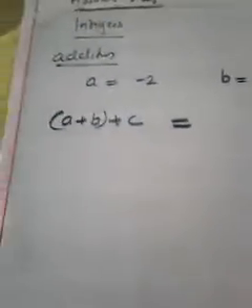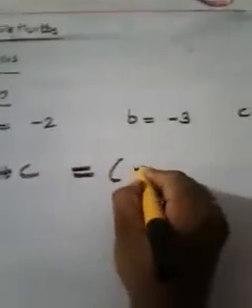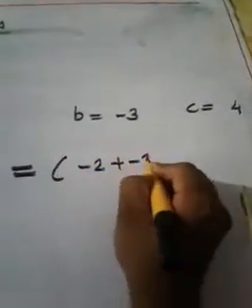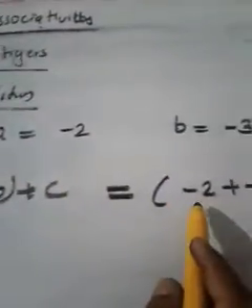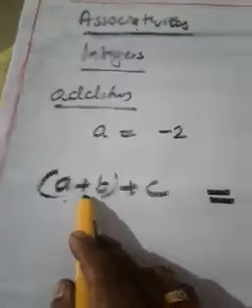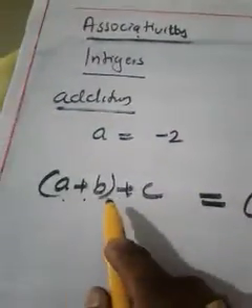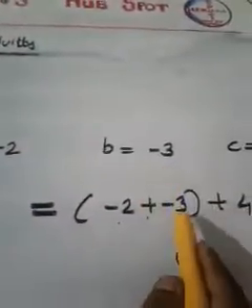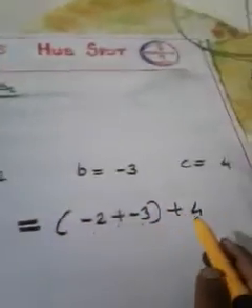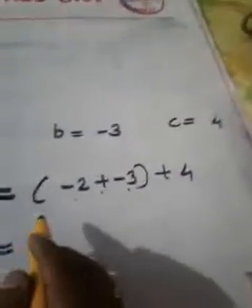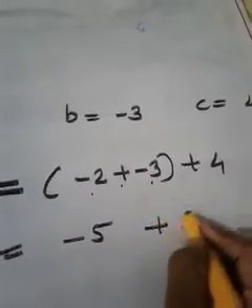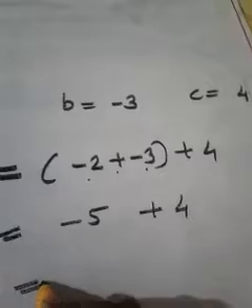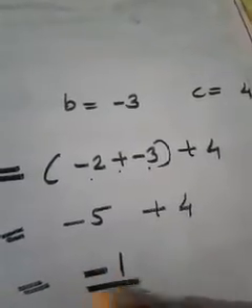Calculate it. Then what? (A plus B) plus C. I think you are on the track. Okay, then start the engine and go. Start the journey. Tell me. (Minus 2 plus minus 3) plus 4. If you write it out, A is minus 2, then plus, B is minus 3, then give a bracket, then plus C. Minus 2 plus minus 3 is minus 5, plus 4. Then what is minus 5 plus 4? The answer is minus 1.